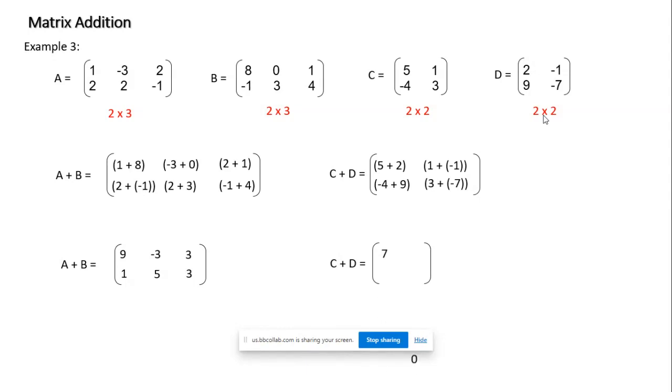So 5 plus 2 is 7. 1 plus a negative 1 is 0. Negative 4 plus 9 is 5. 3 plus a negative 7 is a negative 4. And that's the addition of matrix C and D.